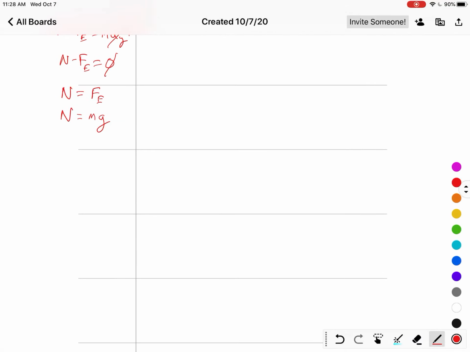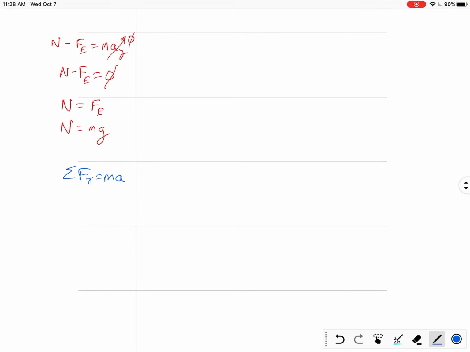So let's go ahead and work on the x equation. Sum of the forces in the x is equal to mass times acceleration in the x dimension.